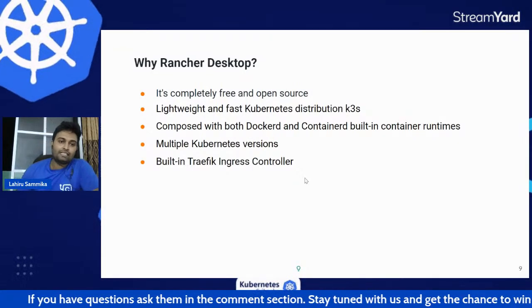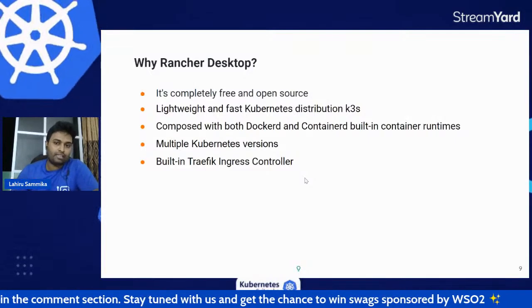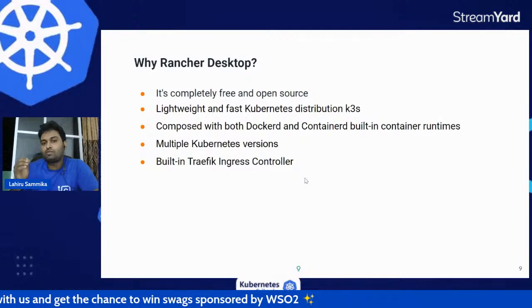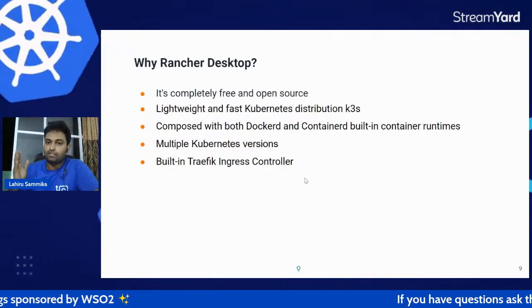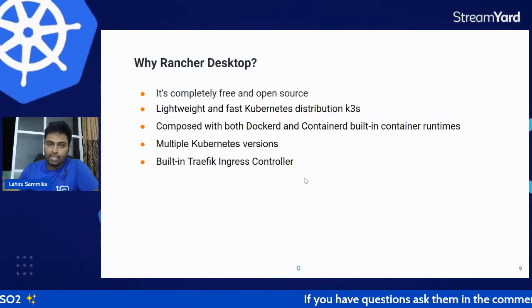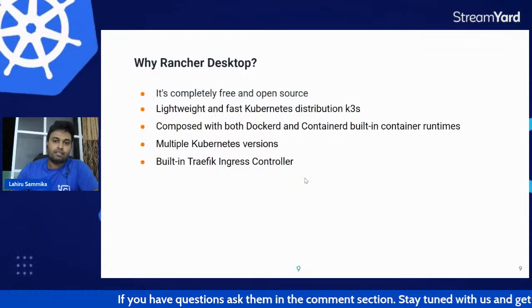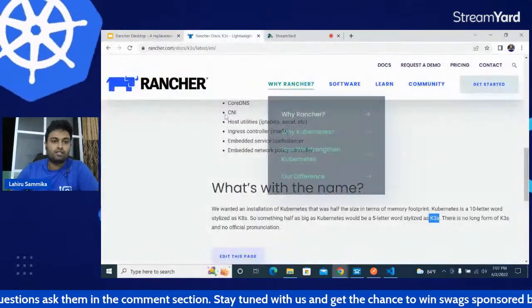And the second thing is it's lightweight and fast with the Kubernetes distribution K3s. K3s is a lightweight Kubernetes distribution when you compare it with K8s. In Docker Desktop they use K8s, but in Rancher Desktop they use K3s. It's lightweight. Let me show my browser. So there you are.